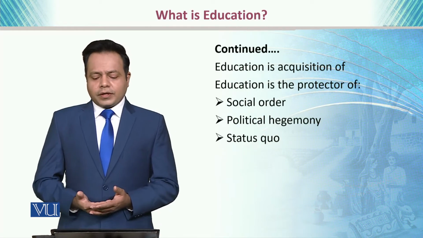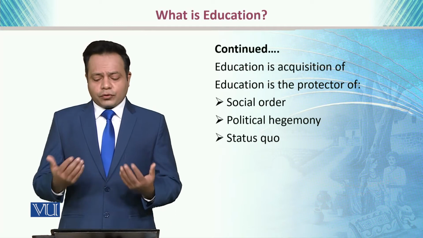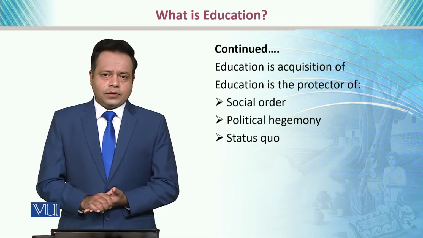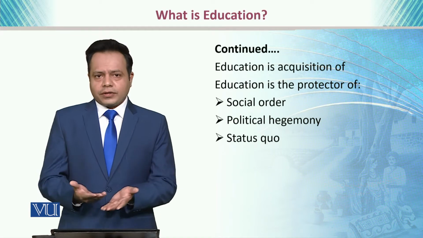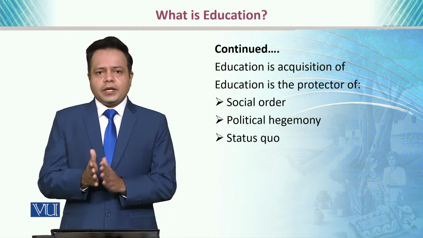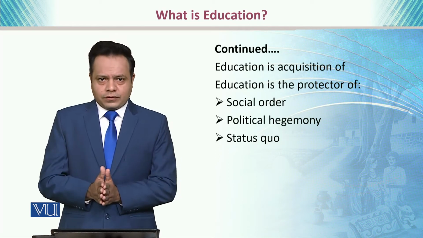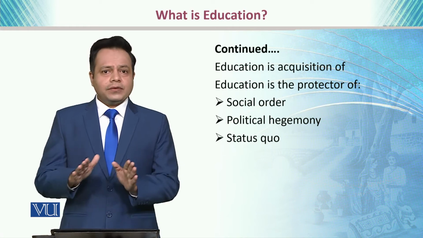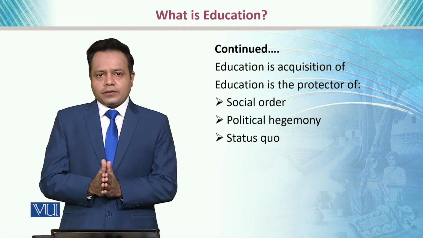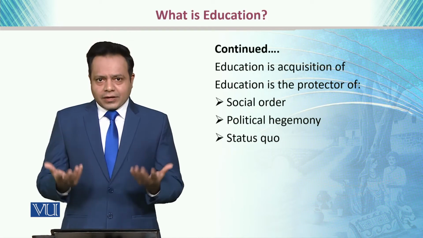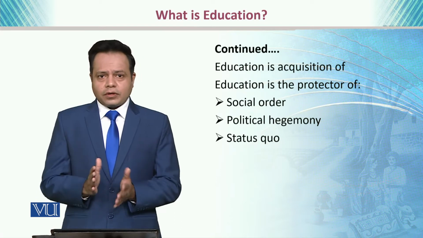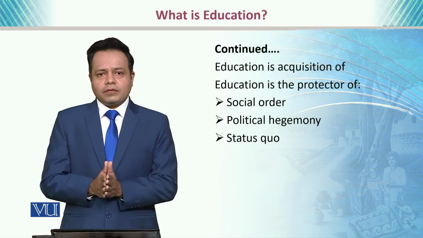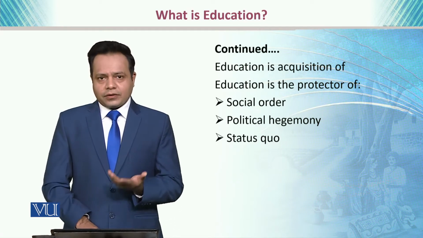Education is also the acquisition and the protection of social order, of political hegemony, as well as of the status quo. Although these aspects are not directly taught to you, they are part of the education system, in which you are taught to maintain peace and harmony in society, even though, unfortunately, it is a system inherently based on inequality. Yet this is an inherent part of the education system in any kind of society.